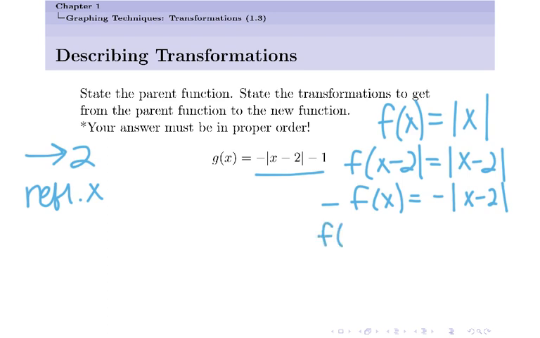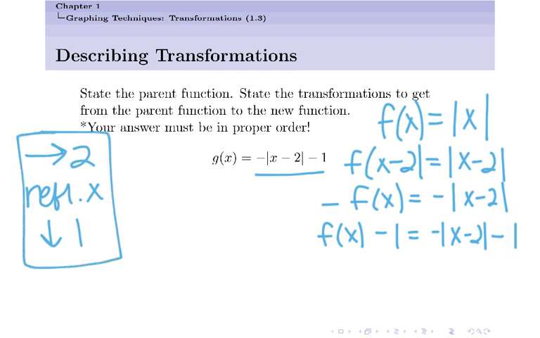Then I have to subtract 1 from the entire function. So I take my previous function and I subtract a 1 from it. And that's just a vertical shift down 1 unit. So what do I think the order of my transformation is? Well, I think it's right here because this equation matches this equation now.